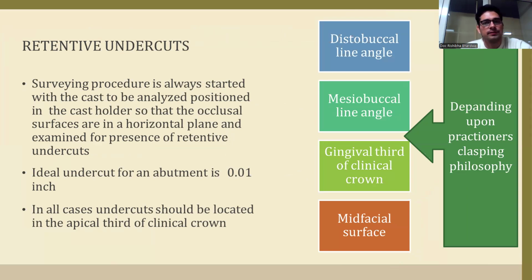Retentive undercuts. Surveying procedure is always started with the cast to be analyzed positioned in the cast holder so that the occlusal surfaces are in the horizontal plane, and examined for the presence of retentive undercuts. Ideal undercut for an abutment is 0.01 inch. In all cases, undercut should be located in the apical third of the clinical crown. Depending upon the practitioner's clasping philosophy, we have the distolingual line angle, mesiobuccal line angle, gingival third of the clinical crown, and mid-face surfaces.